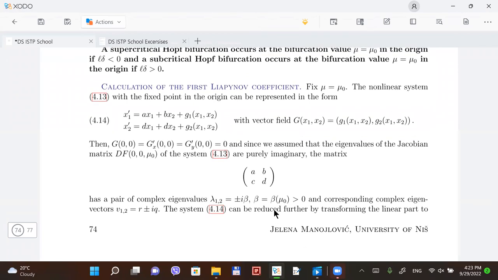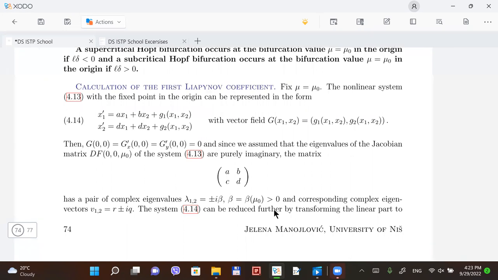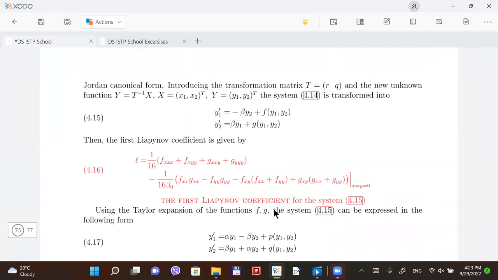And also you have here the calculation again. So, what are the steps? Just two steps, to explain this more. First, you translate the fixed point to the origin. That's the first step. The other step is to put it in a canonical form. That is always done. And after that, your system becomes like this.